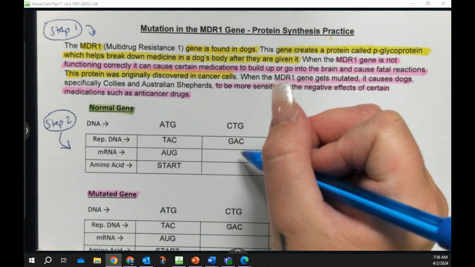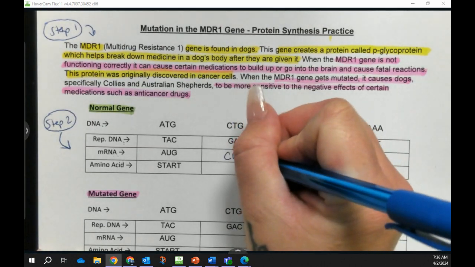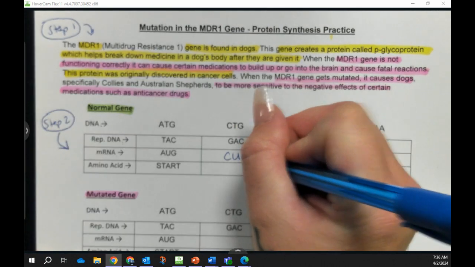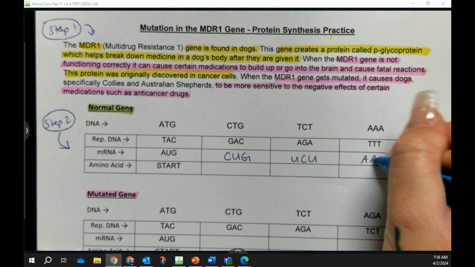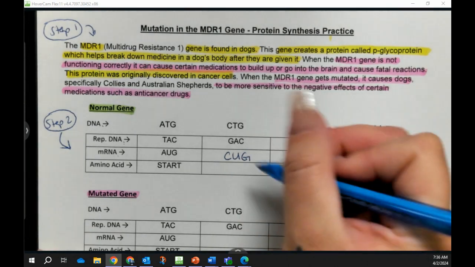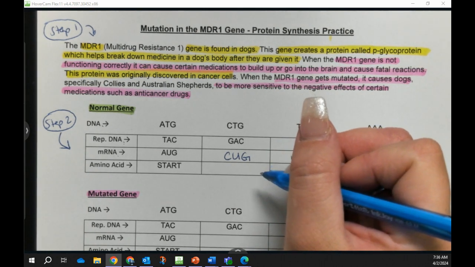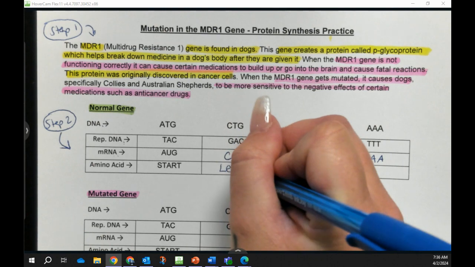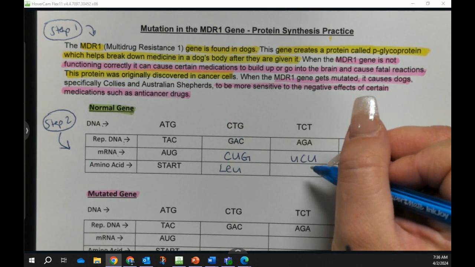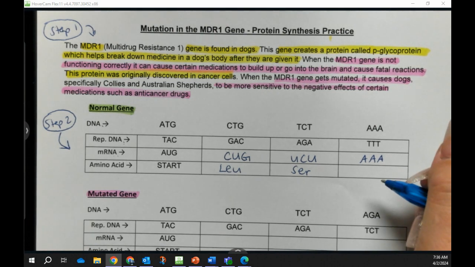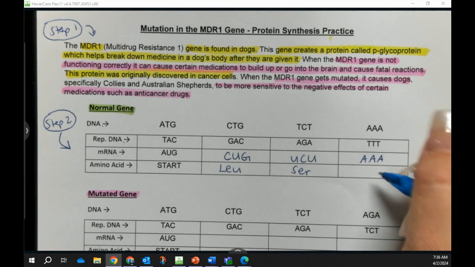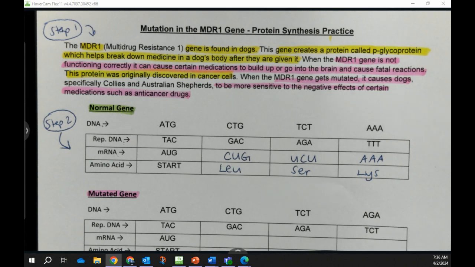So when I'm turning my DNA into my mRNA, I always remember that A pairs with U and T pairs with A. So CUG codes for leucine, UCU codes for serine, and AAA codes for lysine.